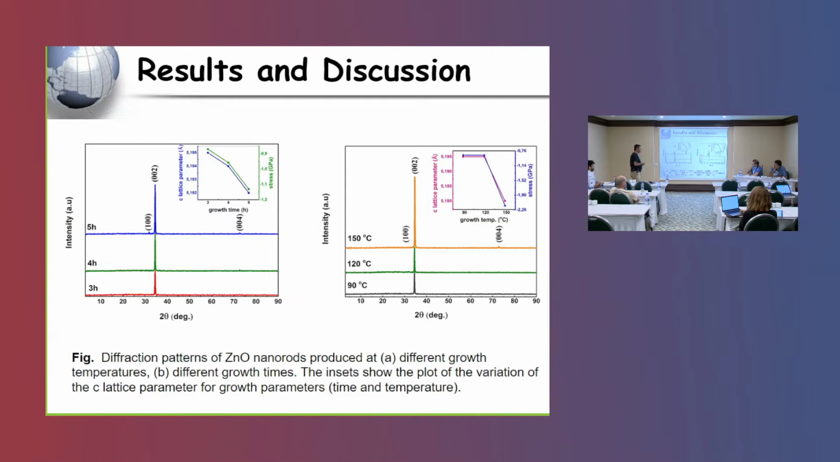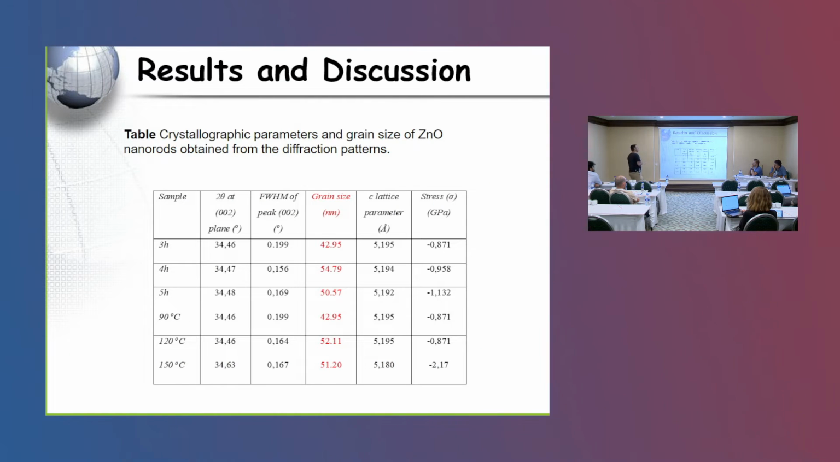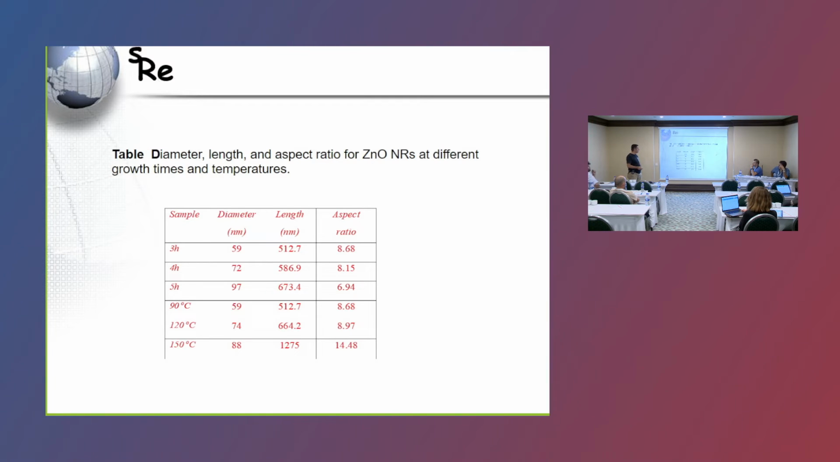Also, we checked with the Rietveld refinement method. Of course, the crystallographic parameters and the grain size of zinc oxide nanorods were obtained from the diffraction pattern. This is the table, and we calculated the c lattice parameter, grain size, strain, and other properties here. We calculated the diameter, length, and aspect ratio of zinc oxide nanorods at different growth times and temperatures.